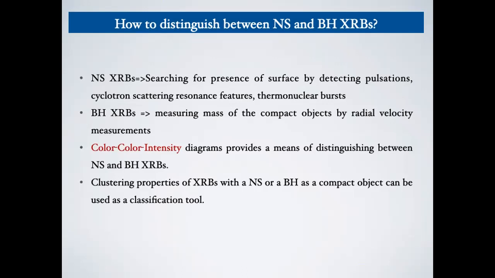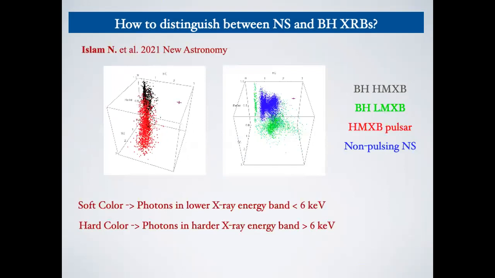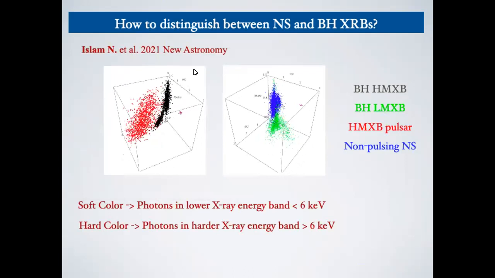So both of these methods are very time intensive. They are not meant for quick identification in an era of larger surveys and detection of many unknown X-ray sources. So what we did is we tried to explore if color intensity diagrams could be a means of distinguishing black hole binaries. Let me first explain what the axes are.